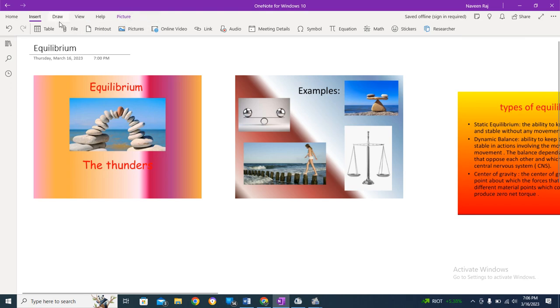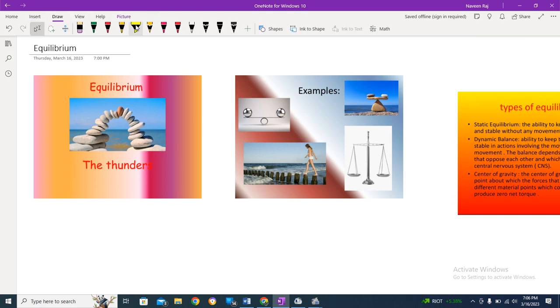And in today's video we are looking at one of the important topics of physics, equilibrium. So without wasting time, let's begin. First of all, I've got some beautiful pictures for you which will give you an idea what we will be discussing, or what equilibrium is.